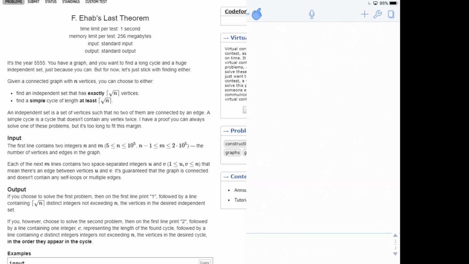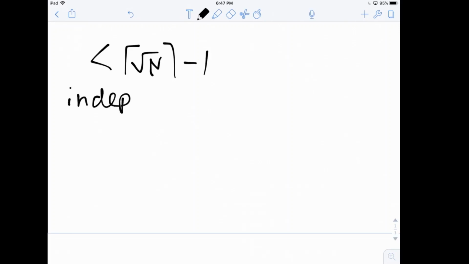If this is the case, then we can find our simple cycle, because that means that all the nodes have a degree at least square root of n minus 1. If it is never the case that we get a node with degree of square root n minus 1, that means that at every step, the degree is less than square root n minus 1. If the degree is always less than square root n minus 1, and remember, when this happens, our independent set, we add one node to it, right? We add the node of the minimum degree.